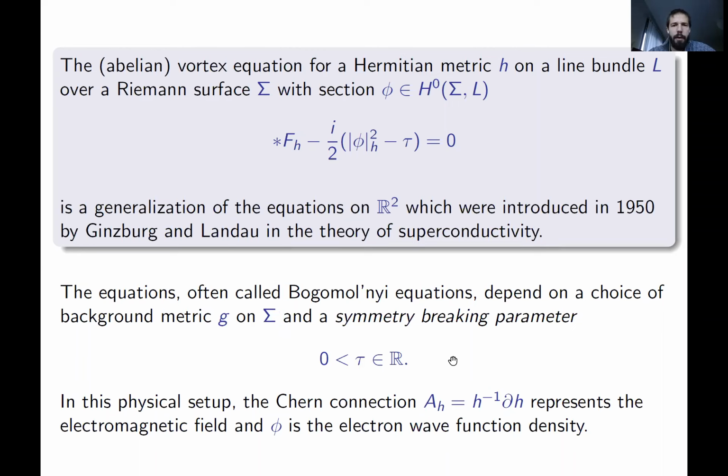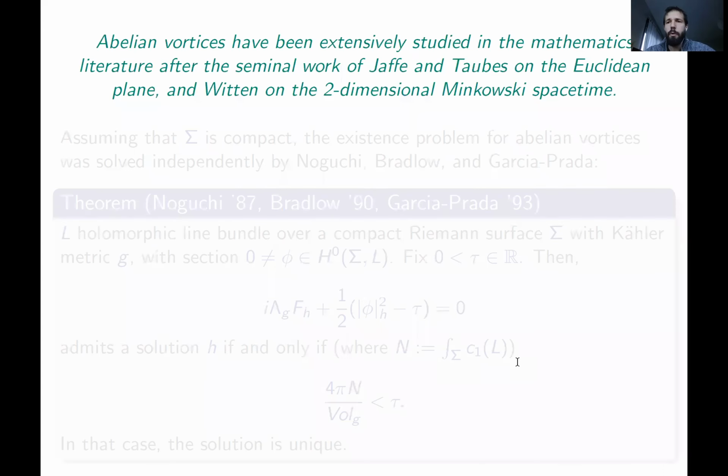The other comment that I have to make is that in this physical setup, the Chern connection represents the electromagnetic field and phi is the electron wave function density in this theory of Ginzburg and Landau. So abelian vortices have been studied quite a lot in the math literature, and mainly all the more recent works are inspired by initial works by Jaffe and Taubes in the Euclidean plane and Witten on the two-dimensional Minkowski spacetime.